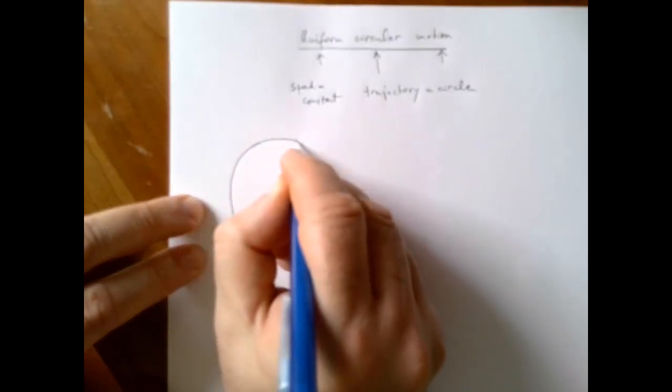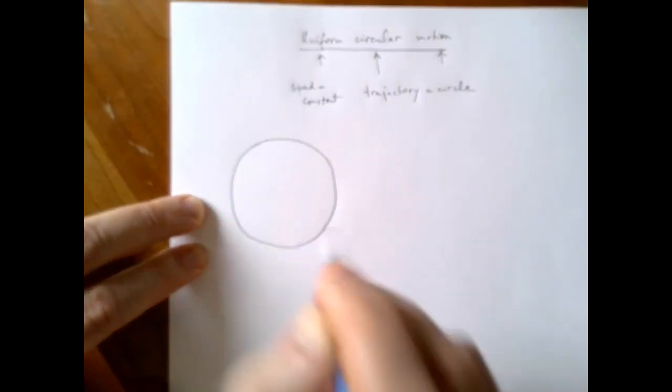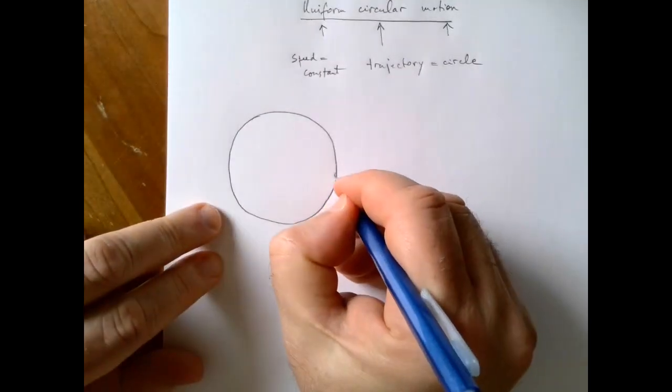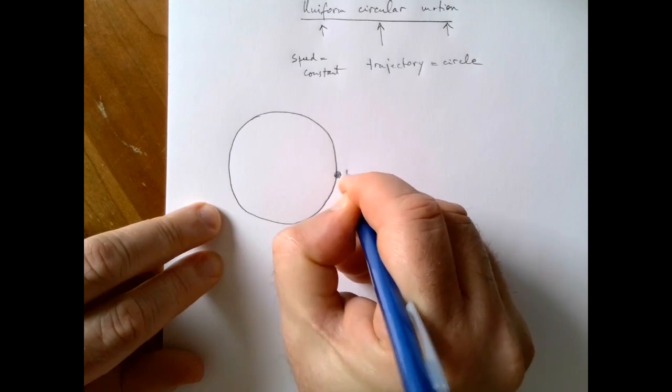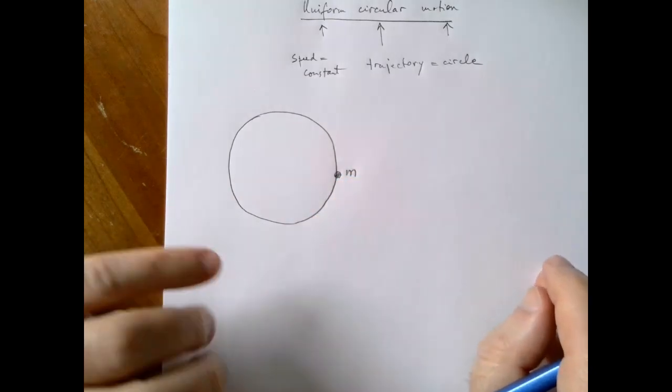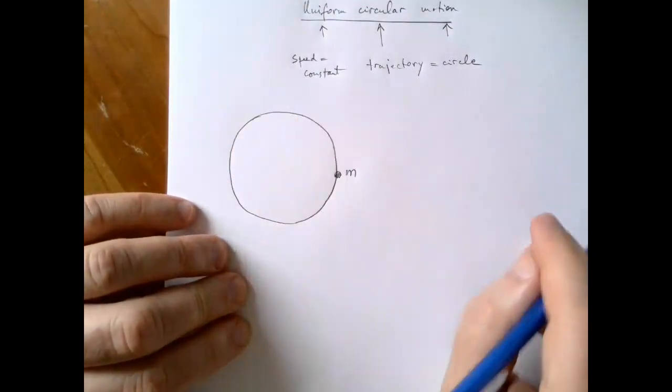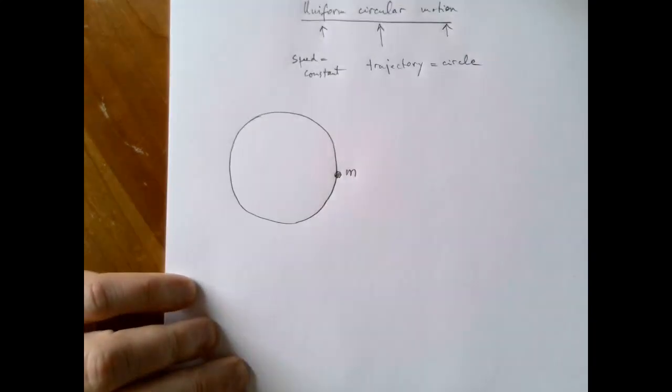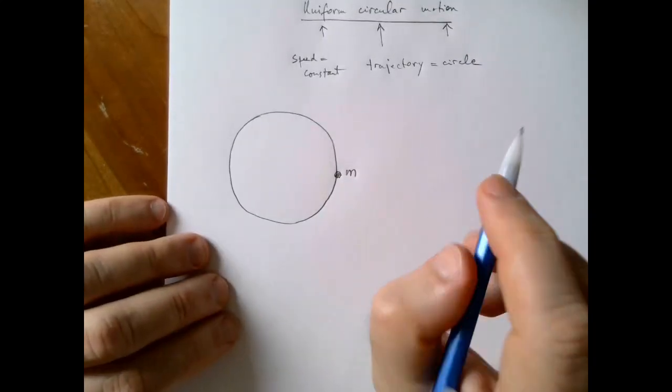So the trajectory is a circle. This is the path followed by the particle. The particle has mass m, and it is moving on this circle with a constant speed.